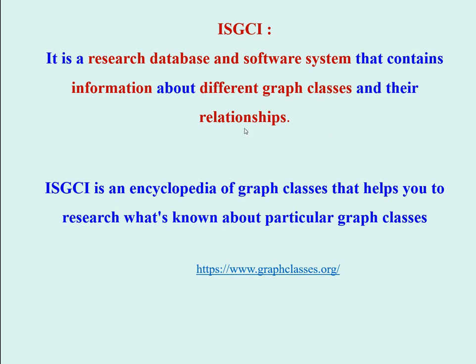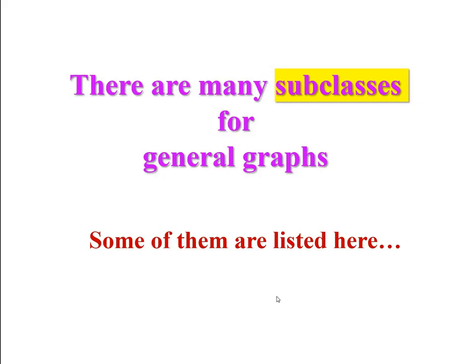If you want to know more information about different graph classes and the relationships, then you can visit this ISGCI website, which is a research database and software system. And this is an encyclopedia of graph classes that helps you to research what's known about particular graph classes. So this is the website for that. It will be mentioned in the description. Very useful website for those who are going to do research in graphs.